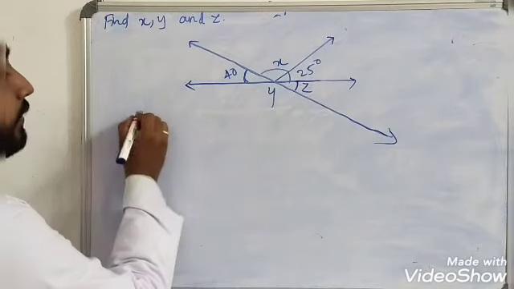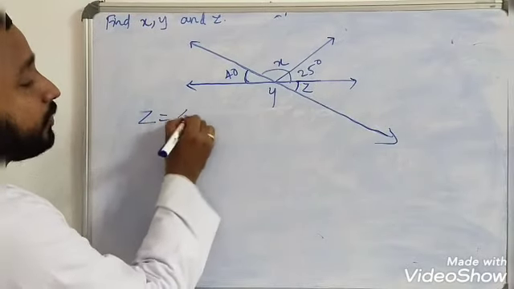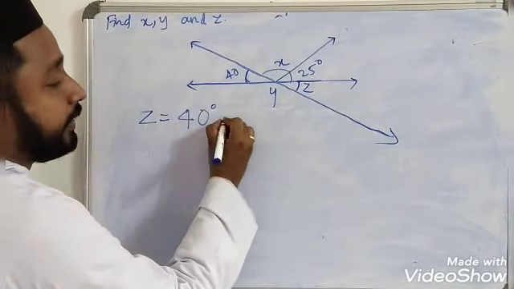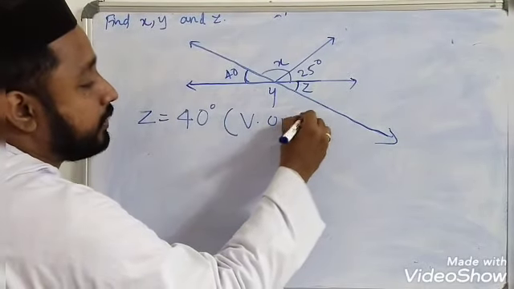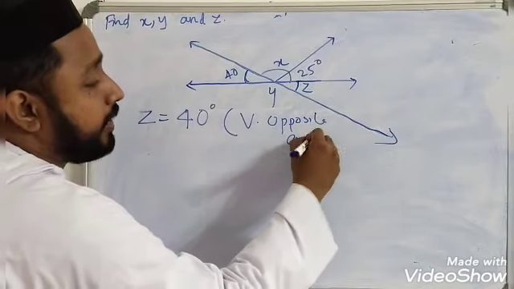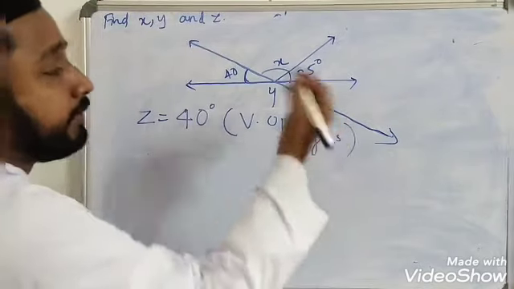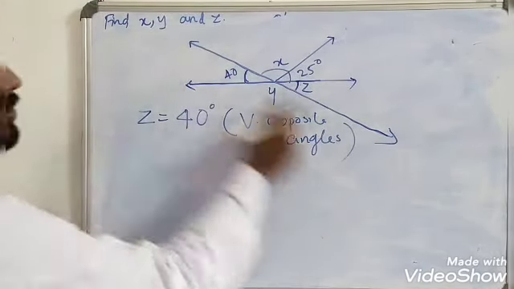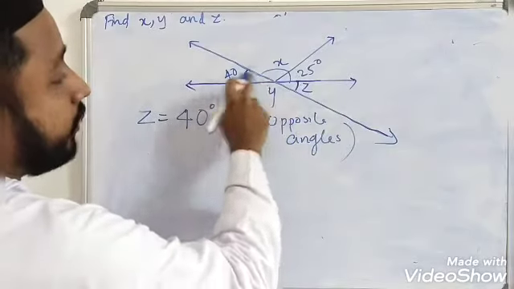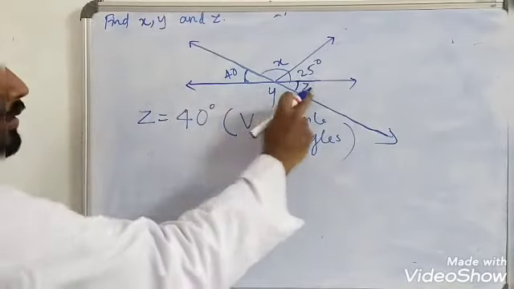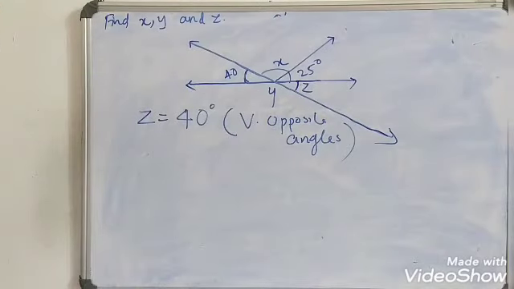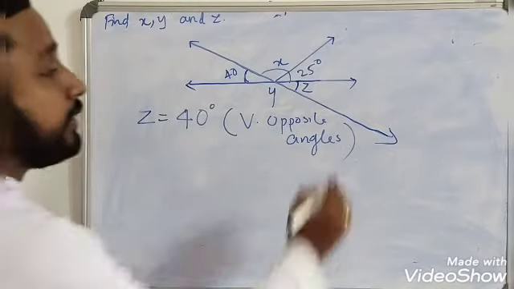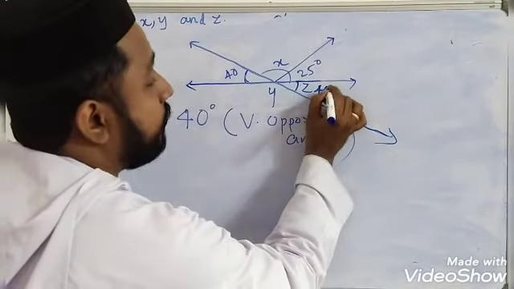So we can easily write Z is equal to 40 degrees. The reason is vertically opposite angles. Two lines, when they intersect, opposite angles are equal. Z is opposite to 40 degrees, so Z is equal to 40 degrees. The reason is vertically opposite angles.